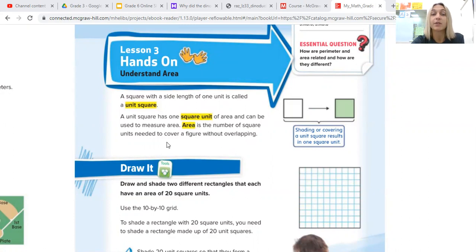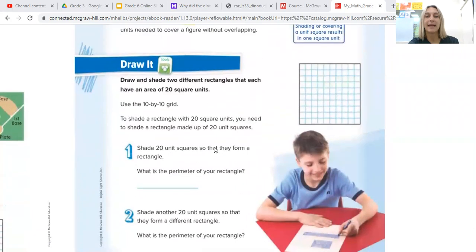Area is the number of square units needed to cover a figure without overlapping. That just means it needs to go on the inside of the figure. So let's see this in action here. We're going to draw and shade 2 different rectangles that each have an area of 20 square units. So 2 different rectangles can have the same area because it's what's on the inside.